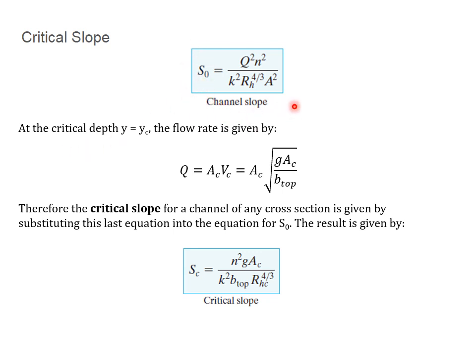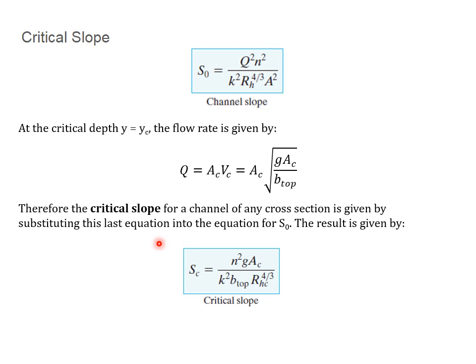So here's the generic equation for S0 as a function of any q. At the critical depth, y equals yc, as we've seen before. So the flow rate is given by q is equal to Ac times Vc. These are both critical values. So Vc, we know, is the square root of g Ac over the top width.